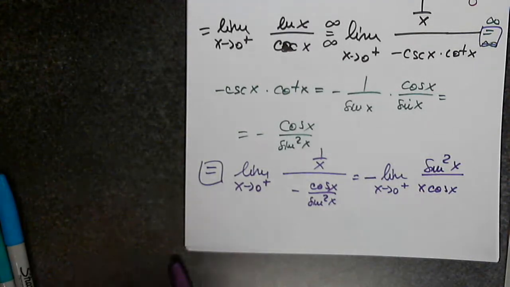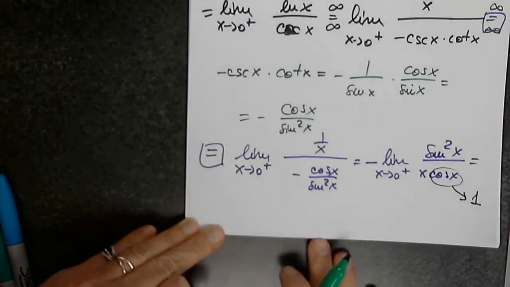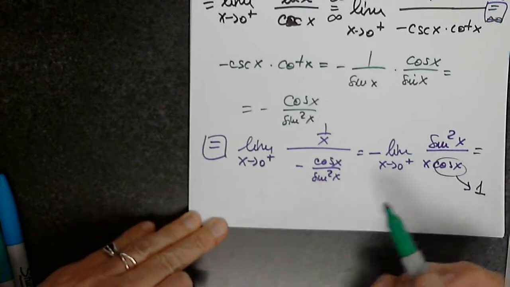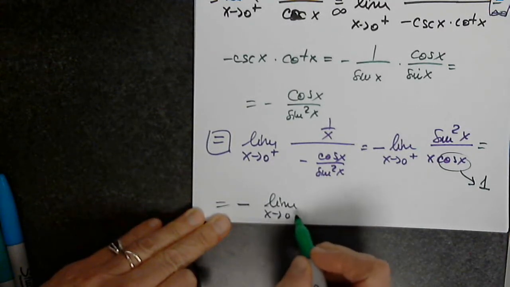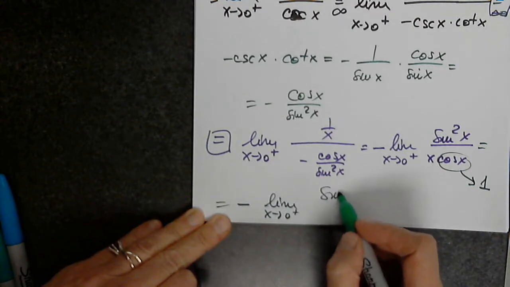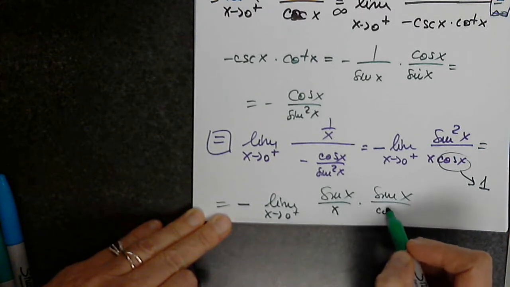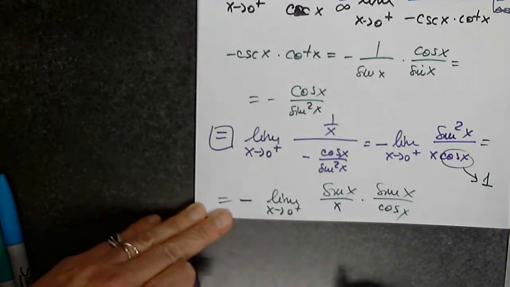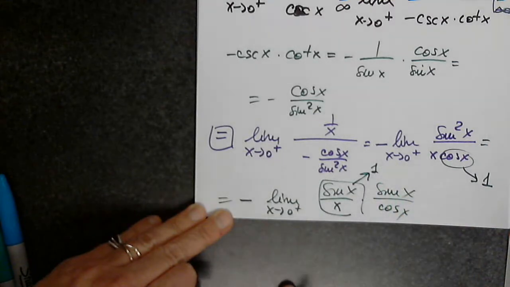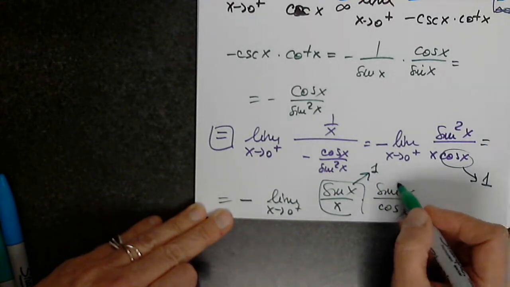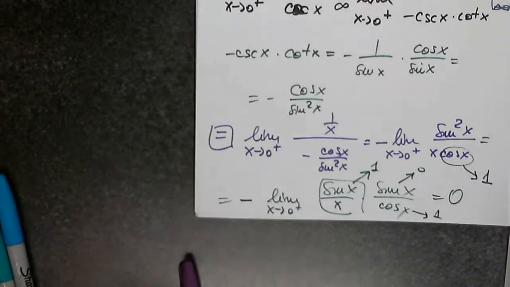Now I prefer rearranging it. This is no danger. This approaches 1. The danger is sine squared and x, right? So negative limit as x approaches 0 from the right. I'll change it into sine x over x times sine x over cosine x. I know that this limit when x approaches 0 is definitely 1. I know that this is definitely 1, and I know that this is definitely 0. Therefore, the answer is indeed 0.